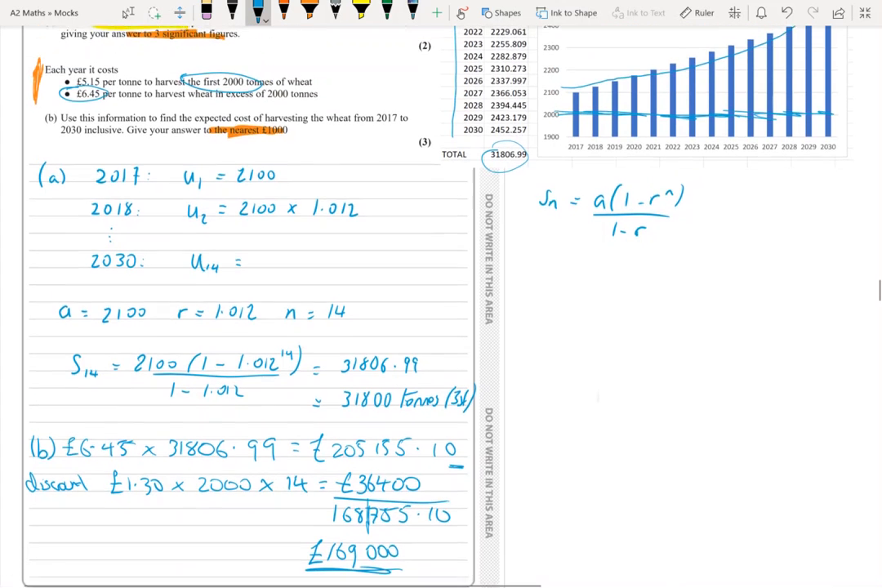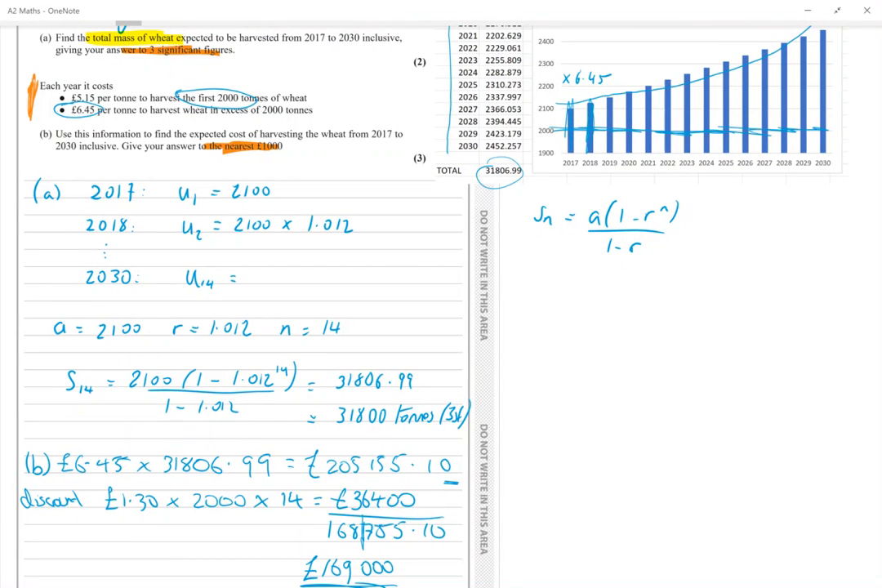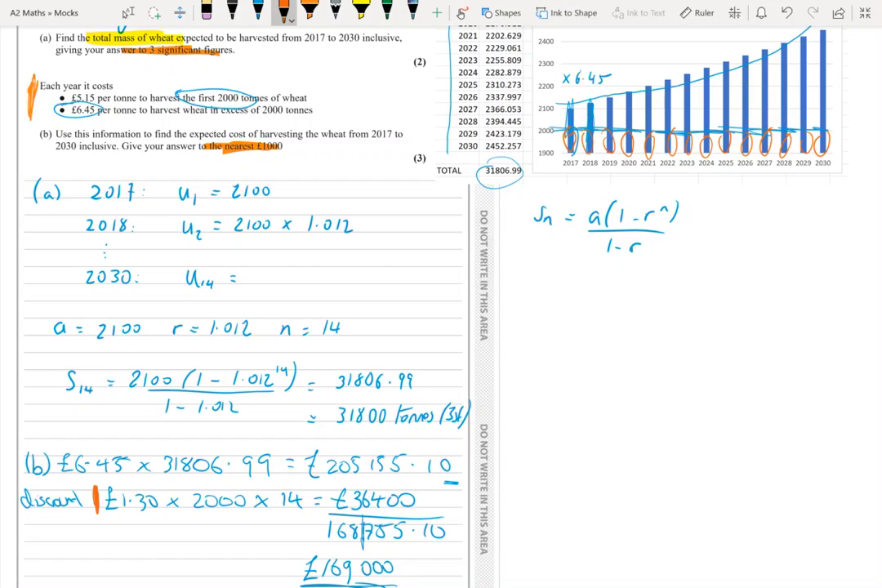Okay, if you want to see that on the graph, what we did was we took each blue bar in this graph. That's the total amount of wheat each year. And we multiplied that by 6.45 to work out the total cost if we had to pay the high rate. And then the subtraction we did, if I highlight them in red, was to take all these small sections. We get a discount on that part, and that part, and that part, and that part. And it's the same discount every year for 14 years. So we had a fast way to calculate that discount by doing that multiplication. The amount of the discount times 2,000 tonnes each year times 14 years.